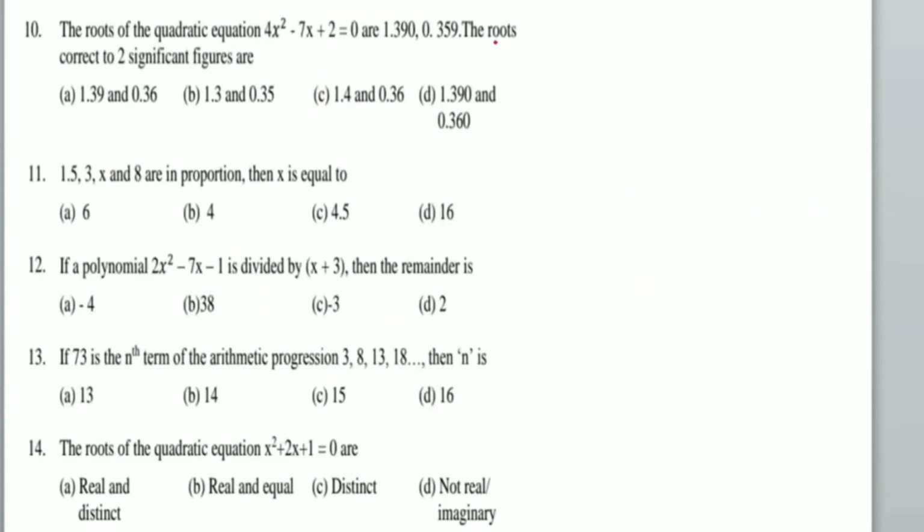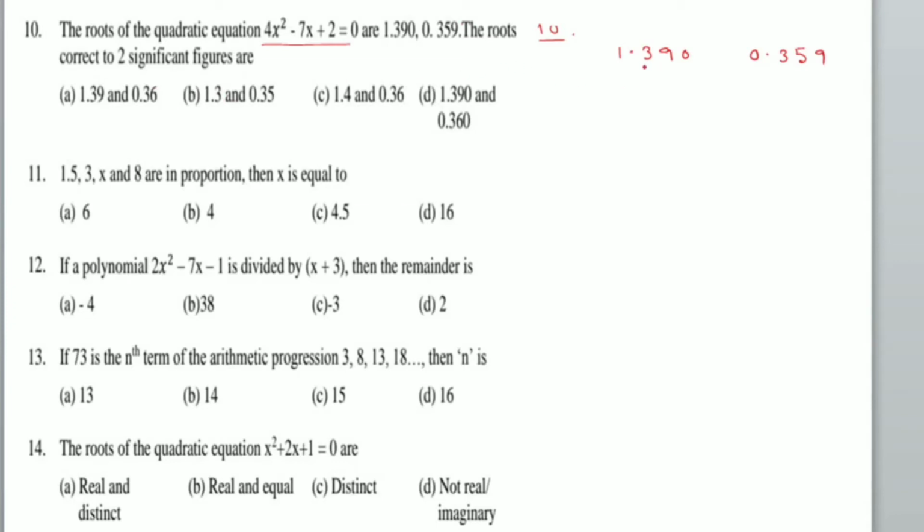Now we solve question number 10. The question is: the roots of the quadratic equation 4x square minus 7x plus 2 is equal to 0 are 1.390 and 0.359. The roots correct up to 2 significant figures. So one root is 1.390 and another one is 0.359. Here it is said that the roots are correct up to 2 significant figures.